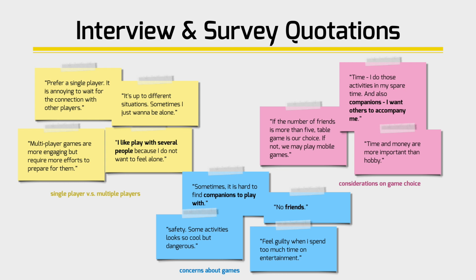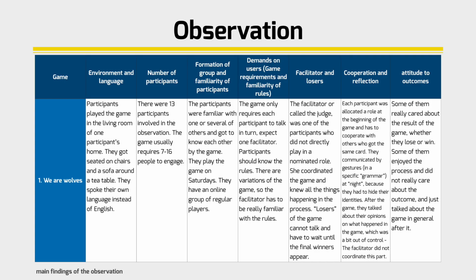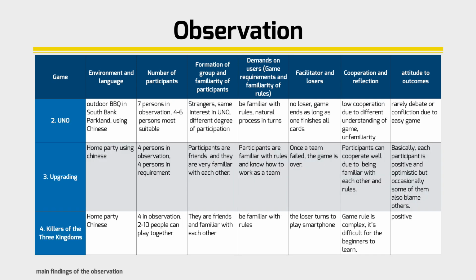Some people prefer multiplayer games to single-player games because of the need for social communication. During the observation, we found most table games require players to cooperate with each other, meaning that players need to understand the game rules very well. But the problem is that a game with complex rules results in beginners who fail to understand how to play not feeling engaged in the process.